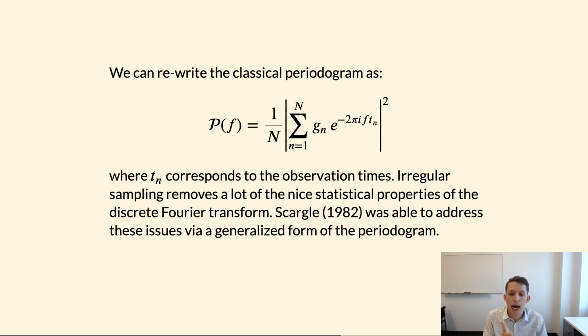Sorry, this is different because now the t sub n's are the actual times of observation. Excuse me, it's not regular intervals. Irregular sampling removes a lot of the nice statistical properties of the discrete Fourier transform. But Jeff Scargle was able to address these issues by figuring out a generalized form of the periodogram.